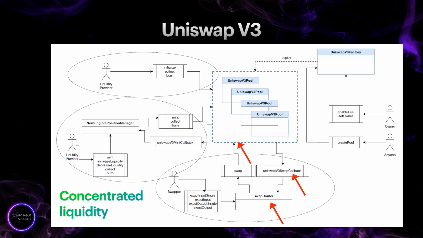And also, when you do a swap, it's very similar. There's also this callback mechanism. So we also have to use a helper contract, which is called the swap router. And that's why, usually when we talk about contracts that call Uniswap pools, we call them routers, right?